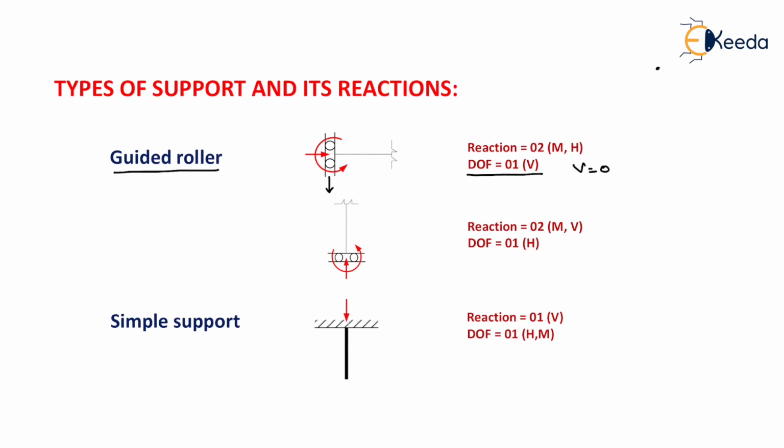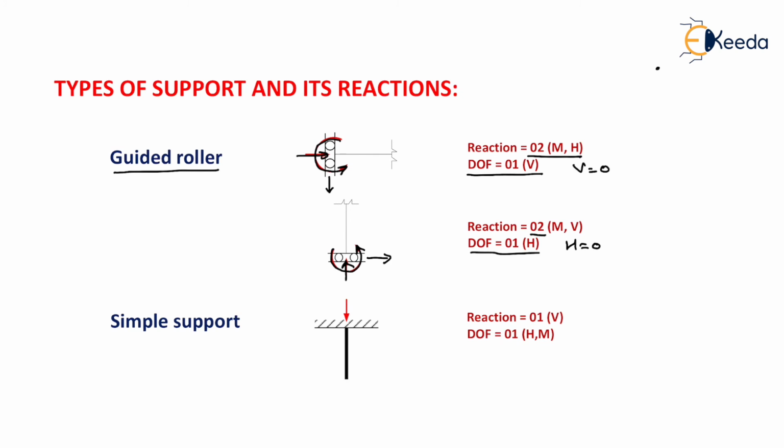Now in the vertical guided roller we have only two reactions, that is the horizontal reaction as well as the moment of resistance. We don't allow any type of rotation as well as horizontal displacement. That's why the reaction is 2, that is moment and horizontal reaction. Now if the guided roller is provided in the horizontal direction, then we allow the horizontal displacement. That's why the degree of freedom will be equal to 1, that is horizontal reaction equals 0. And we restrain the rotation and vertical displacement. That's why there will be two reactions only, the moment of resistance as well as the vertical reaction.